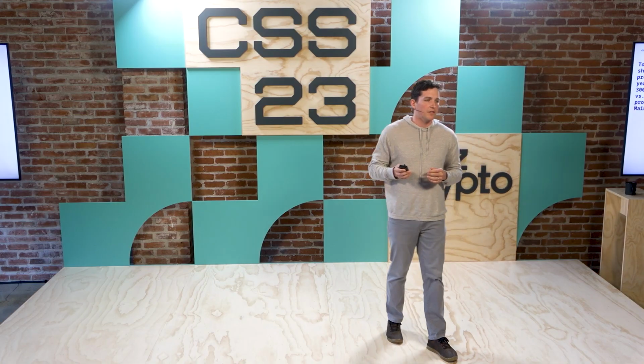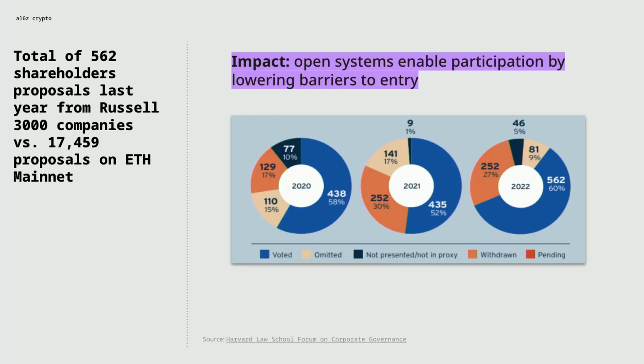Here are some interesting stats that I wanted to highlight for you, and some specific variables that drill down a bit on these differences. The first is impact. Open systems lower barriers to entry. Something I thought was really interesting is that last year, of the 3,000 largest US public companies, there were only 562 shareholder proposals overall. On ETH mainnet alone, there were over 17,000 shareholder proposals.